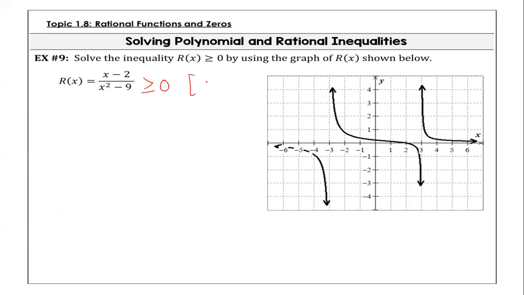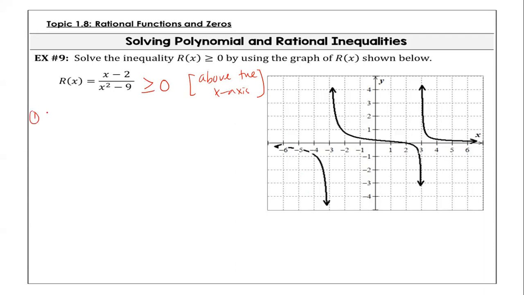Which in terms means when is it above the x-axis? That's what it's asking. When is the function above the x-axis? Because that's when you have values that are greater than or equal to 0, right? So when am I above the x-axis is all that it's asking. Okay, so the first thing you need to do is identify your x-intercepts.